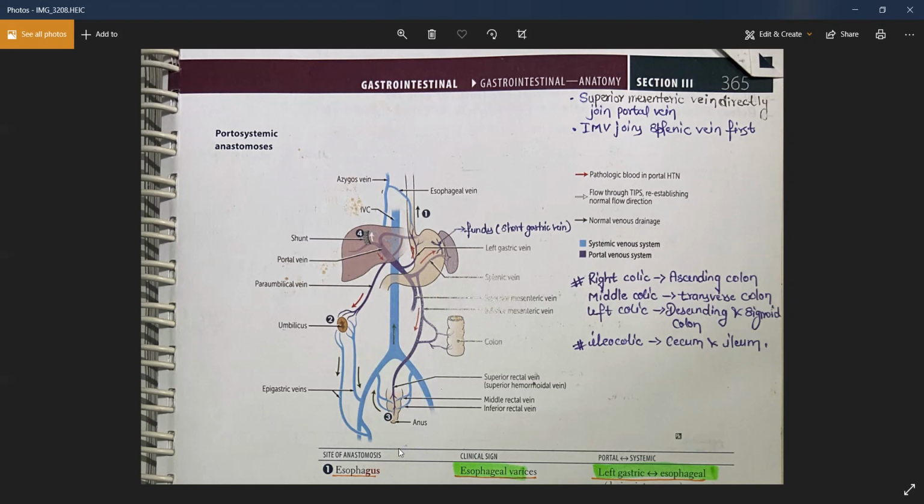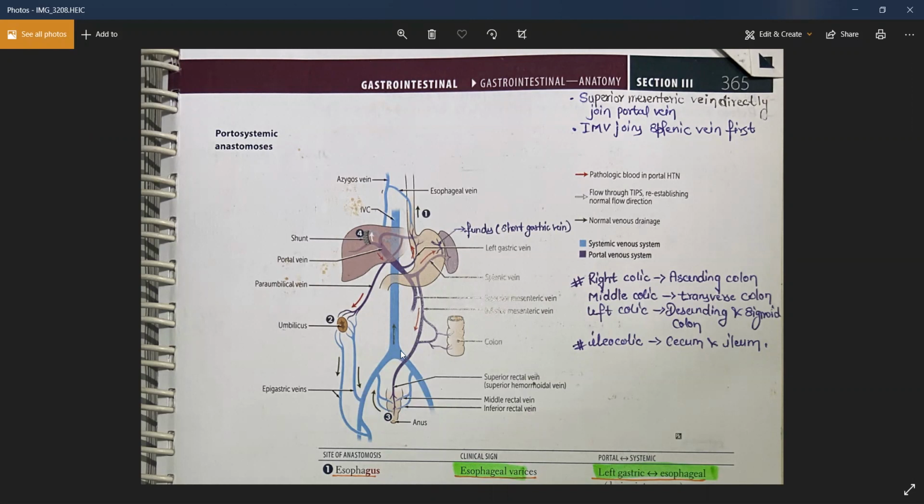From the anal area, it would be the middle rectal vein and the inferior rectal vein. Just like the middle rectal artery and the inferior rectal artery are branches of the internal iliac artery, similarly the middle rectal vein and the inferior rectal vein will drain the blood into the internal iliac vein. They will be in anastomosis with the superior rectal vein, which would drain the blood into the inferior mesenteric vein, right? So anastomosis will happen here.